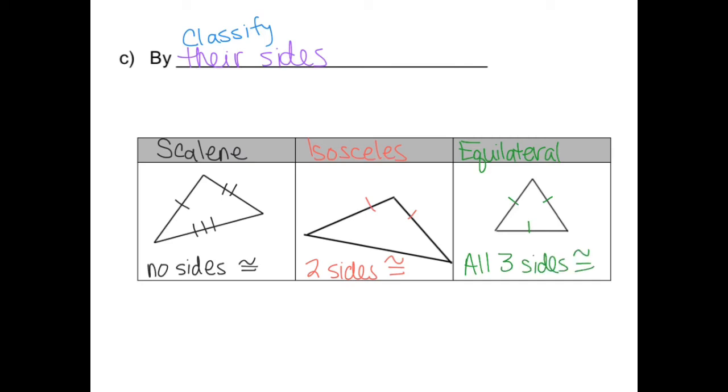Equilateral would be the part of the word that means equal. Lateral is referencing their sides. So equilateral means equal sides. All three sides are congruent. And that's our classification by sides: scalene, isosceles, equilateral. None of them are congruent, two of them, or all three of them are.